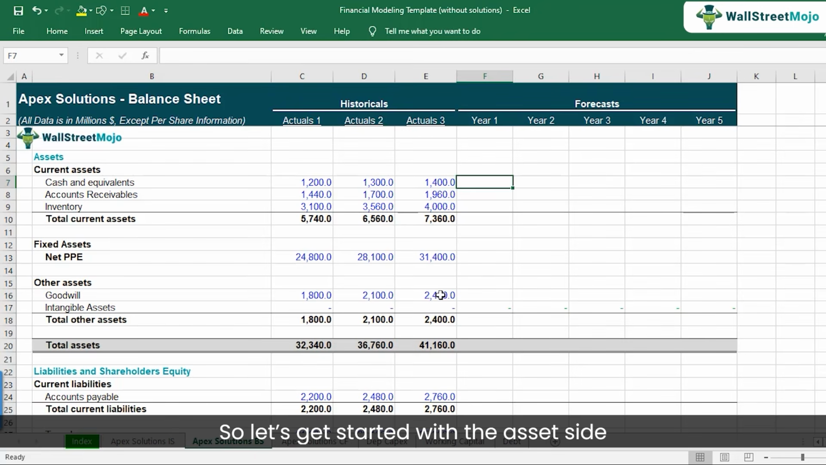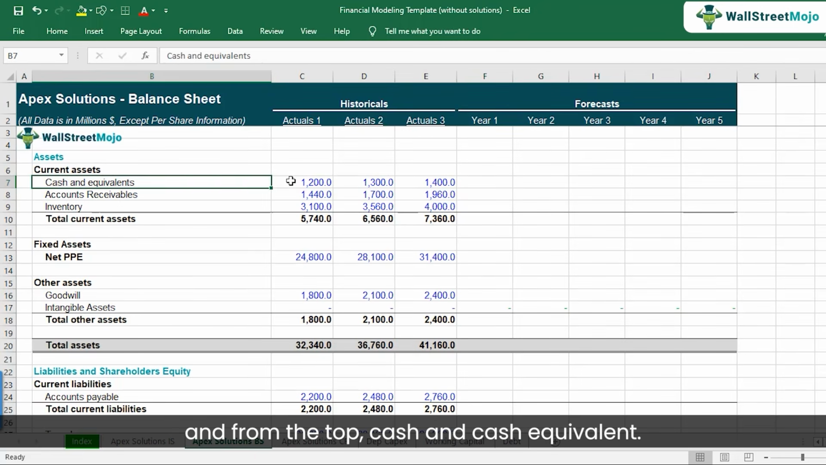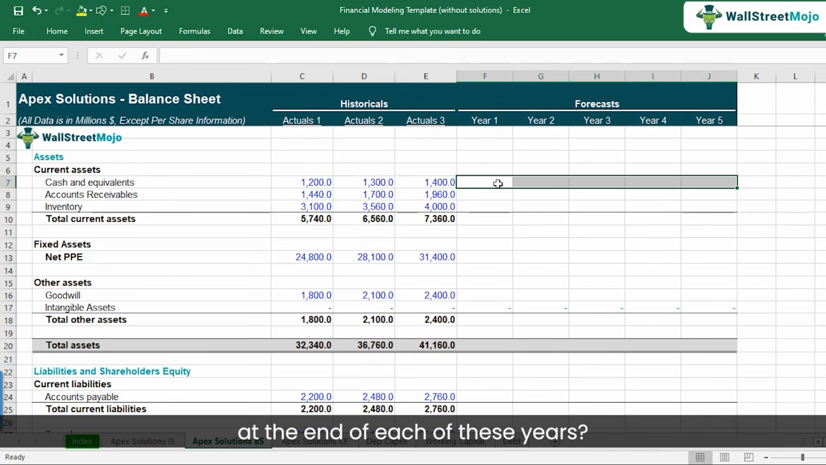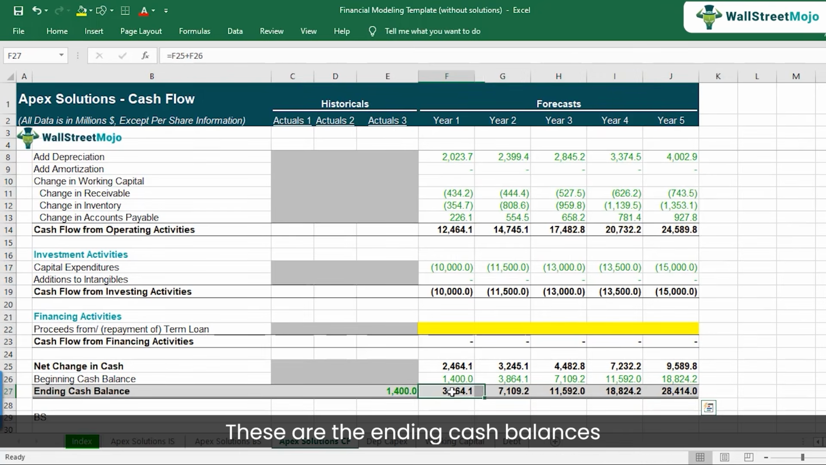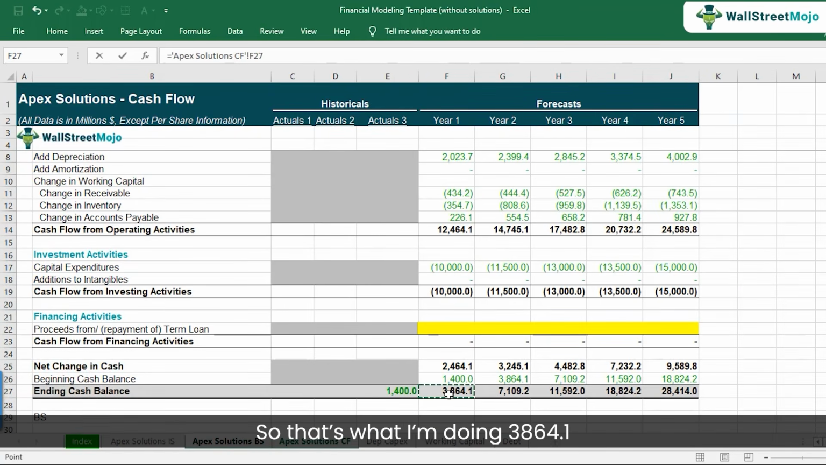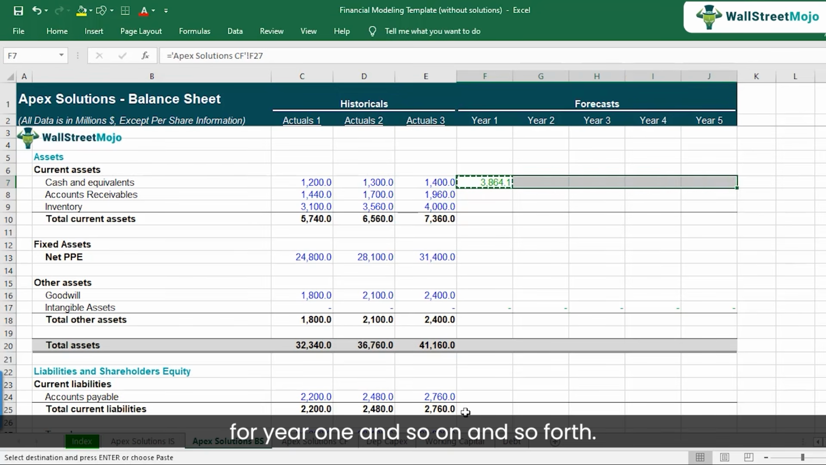Let's get started with the asset side, and from the top, cash and cash equivalent. Did we project cash and cash equivalent numbers at the end of each of these years? Yes, we did in the previous step. These are the ending cash balances for each of these years. So the easy thing for us to do is just link it. That's what I'm doing. 3864.1 for year 1, and so on and so forth.